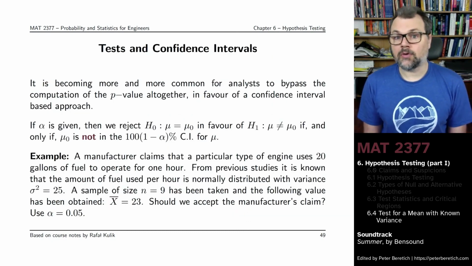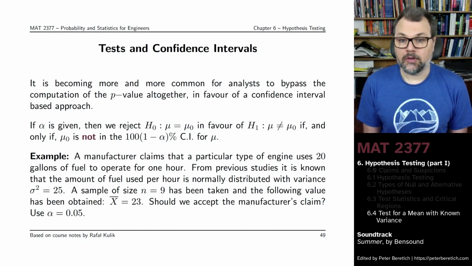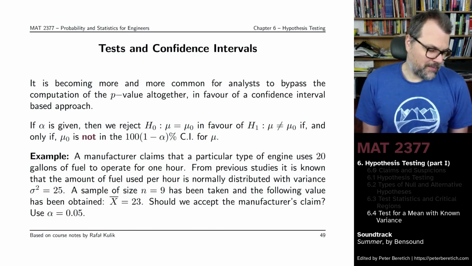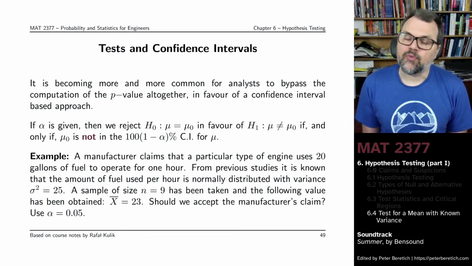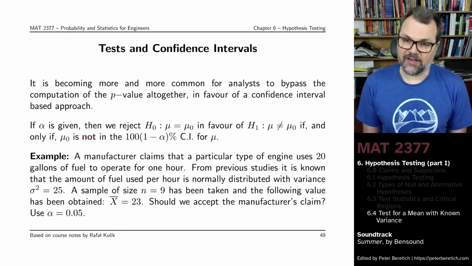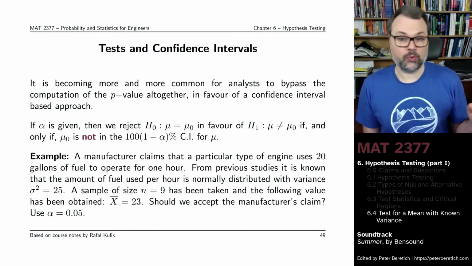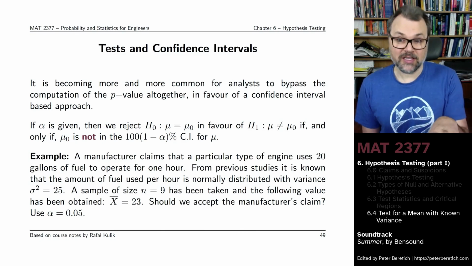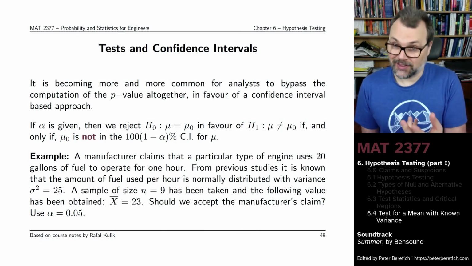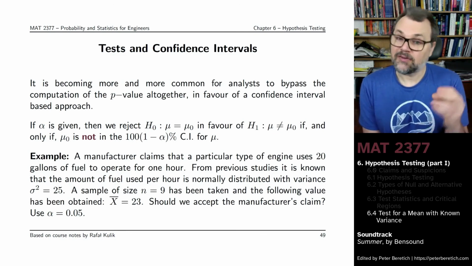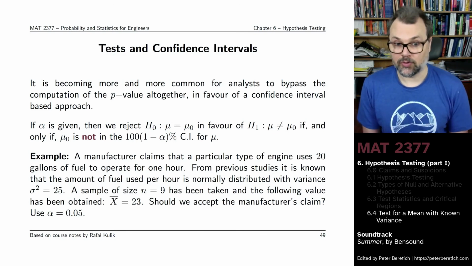If you follow scientific literature, you will have heard that there's starting to be some resistance to the use of the p-value as this sacrosanct statistic, sacrosanct approach. It is becoming more and more common for analysts, first of all, to do Bayesian analysis, and so we're not talking about the same type of things anymore, but even if they stick with frequentist analysis, to bypass the computation of the p-value and to favor a confidence interval-based approach.